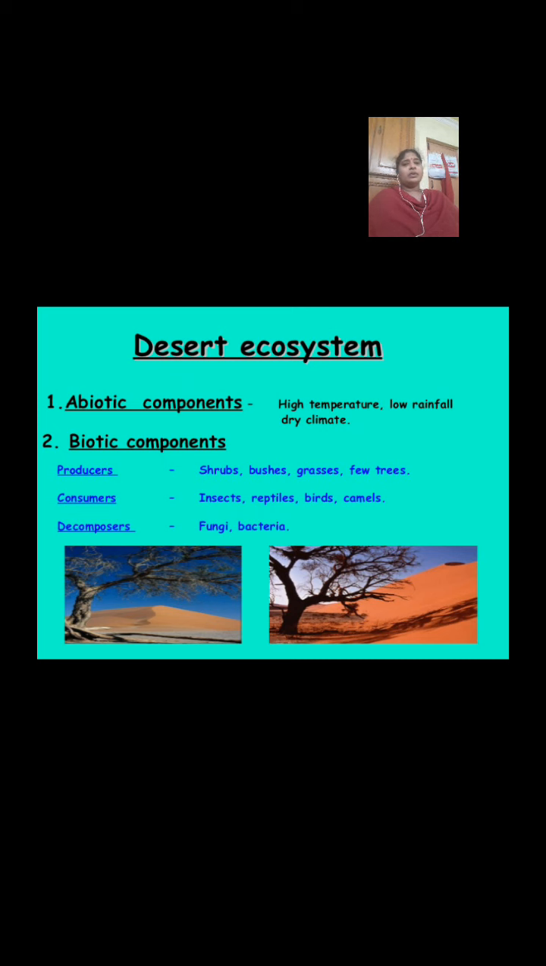So abiotic components are mostly common for all the ecosystems. They are like air, water, soil, temperature and all. So they are non-living components, non-living things. Whereas biotic components differ from ecosystem to ecosystem. Okay, so let us take a few examples of ecosystems and discuss biotic components and abiotic components.